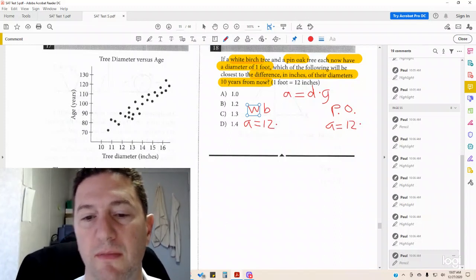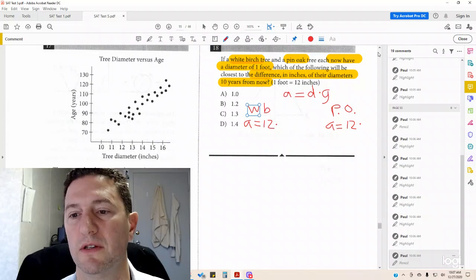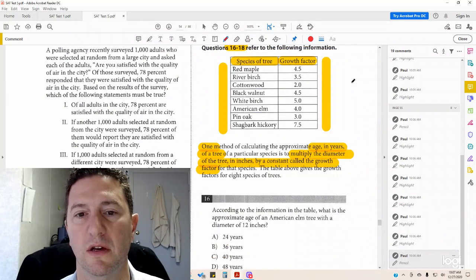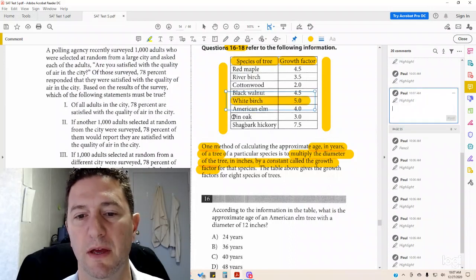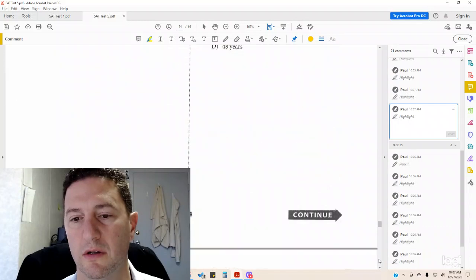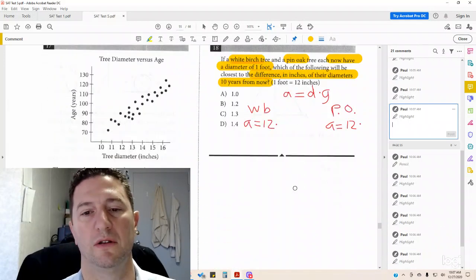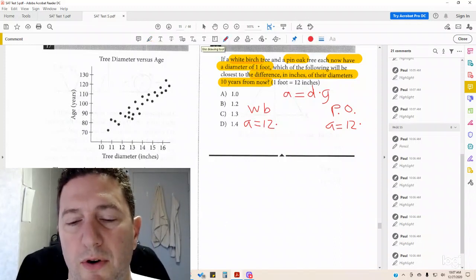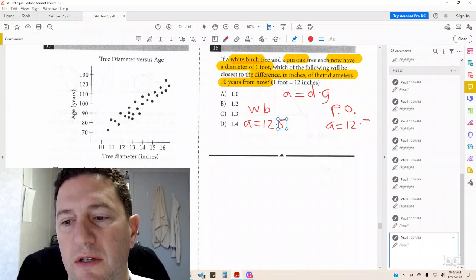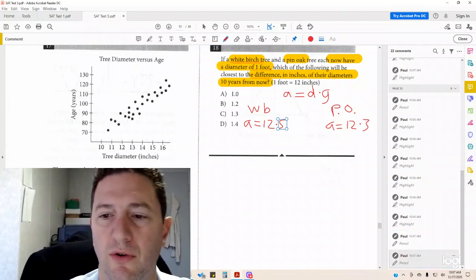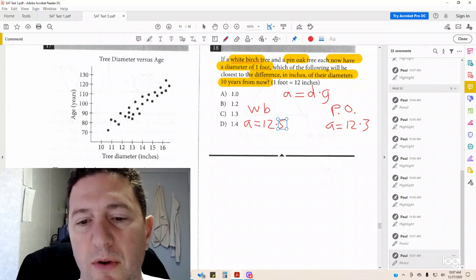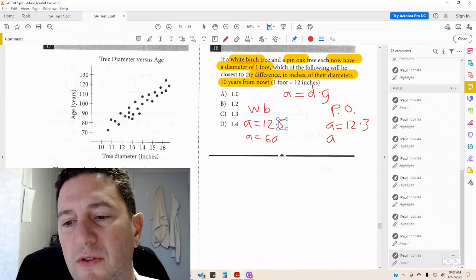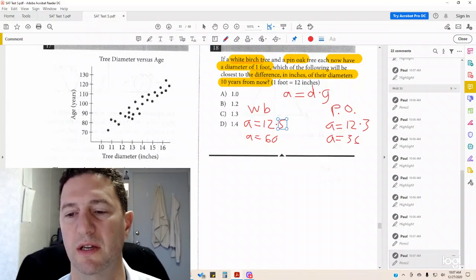The growth factors are going to be different for these trees. So let's scroll up. Let's see what a white birch is. Let's see what a pin oak is. So the white birch is 5.0 and the pin oak is 3.0. So white birch is going to be times 5, pin oak is going to be times 3, because again, those are the growth factors. I just subbed in for G. And what we get is the age of the white birch is 60, 12 times 5, 60. And the age of the pin oak is 36, 12 times 3, 36.